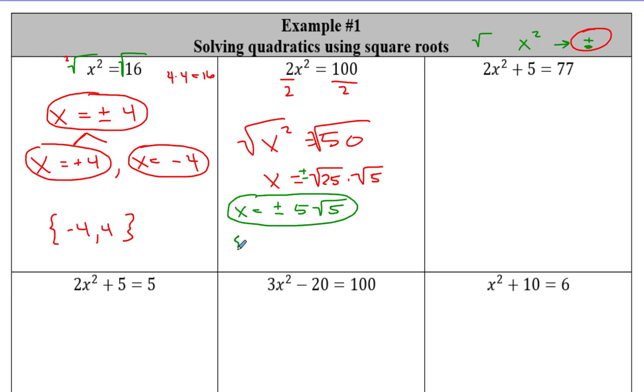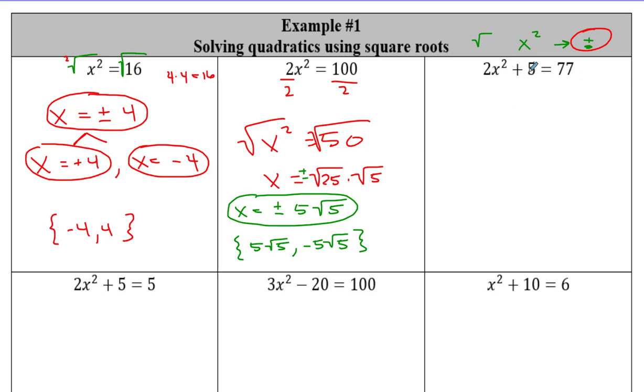Or if you want to use this right here, we can have 5 radical 5 and negative 5 radical 5. I would get familiar with this solution set style because on your homework, this is what your answer key is going to look like. So it's a good way for you to check your work. All right, I'm going to do one more with you. I'm going to let you guys handle the 3 at the bottom.